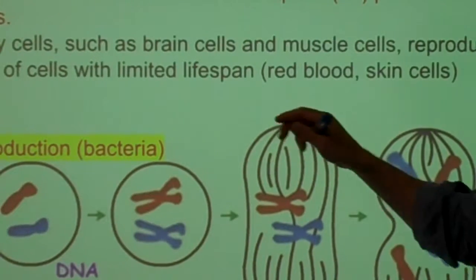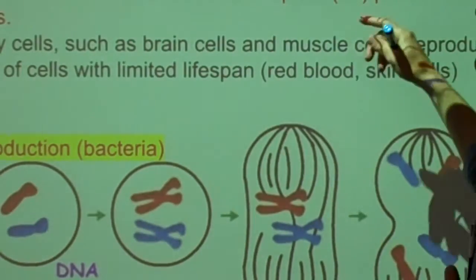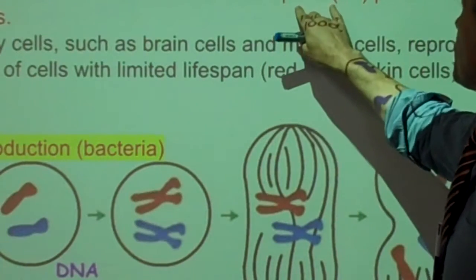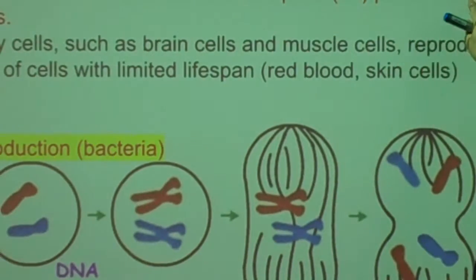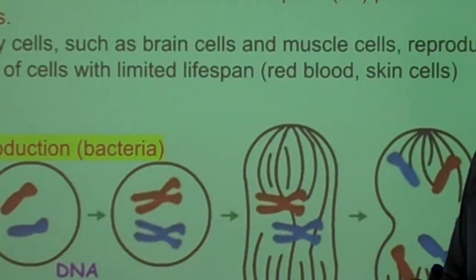Okay, cell replication by division, where the resulting daughter cells each receive a copy of the parent cell chromosome. One diploid parent cell produces 2 diploid daughter cells. So you start with one cell with 46 chromosomes, and you end with 2 cells, each with 46 chromosomes.